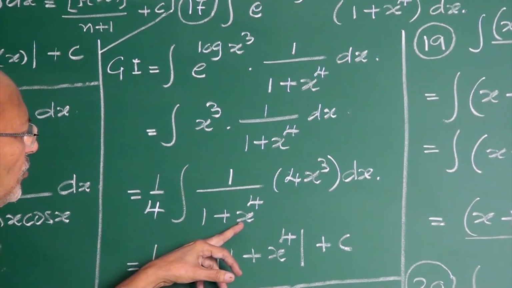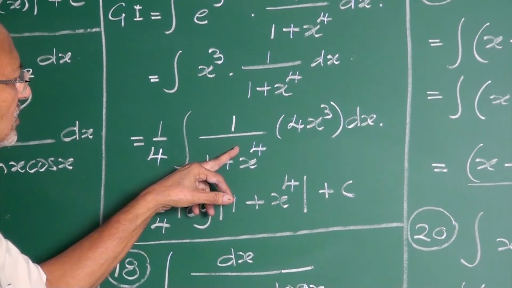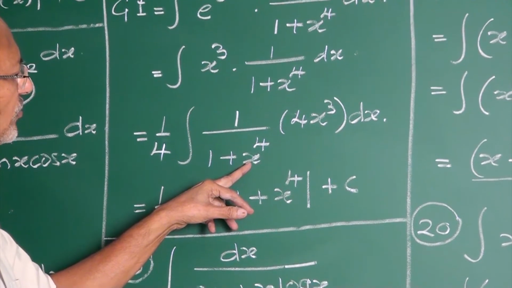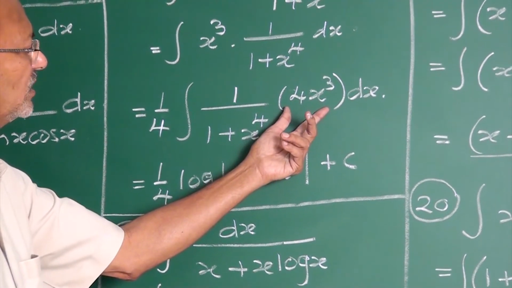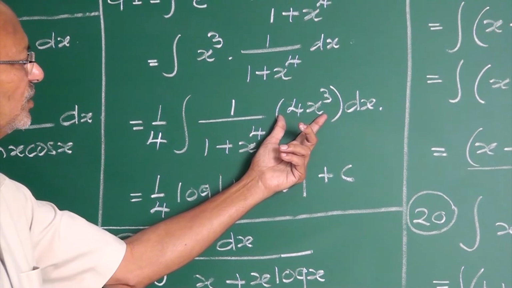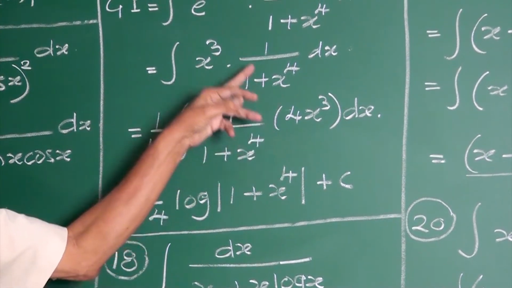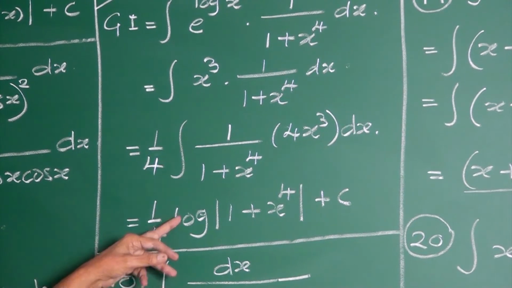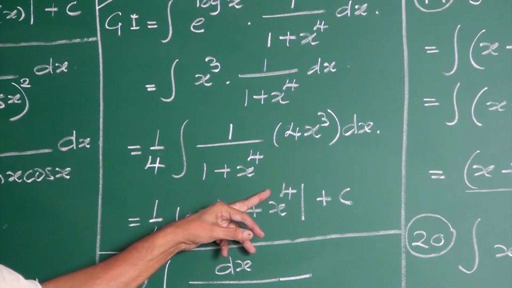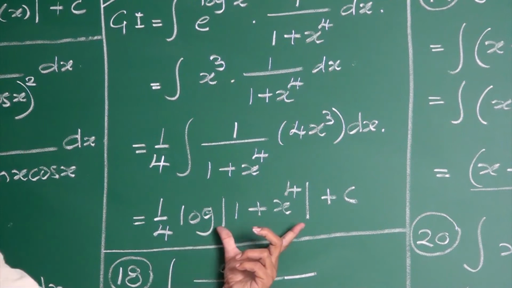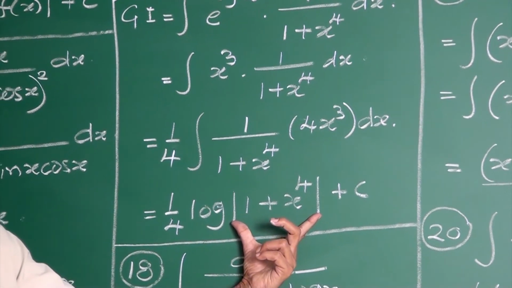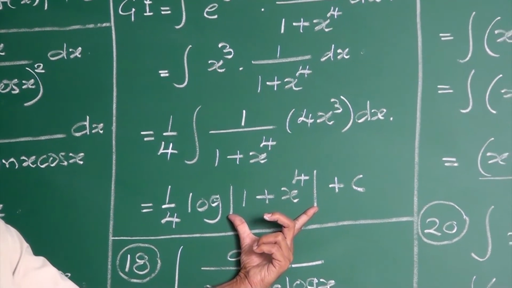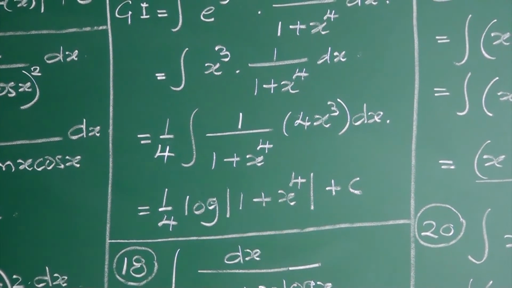It is 1 upon 1 plus x to the power 4. What is the derivative of this? Derivative of 1 is 0, and x to the power 4 is 4x cube. This 4 is not here, so adjust that 4. It is 1 by 4 into log of the denominator, 1 plus x to the power 4. For log, normally we use modulus because log of a negative number is not defined; to make it positive always, we use modulus here, plus c.